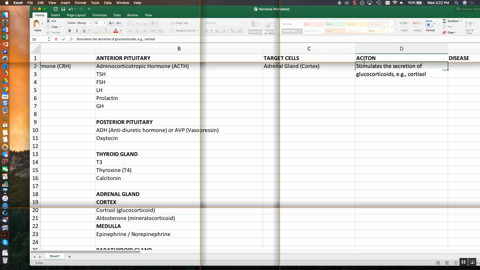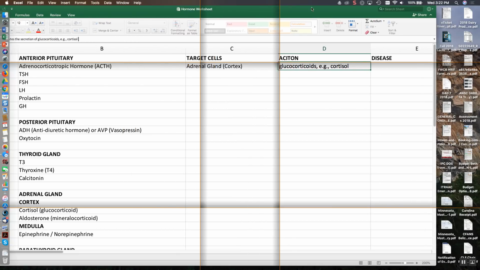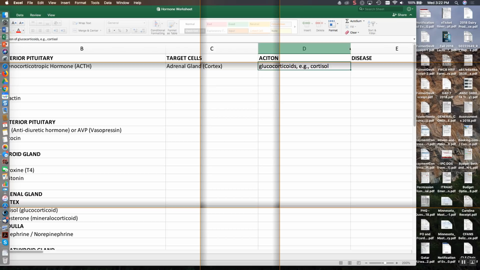What are some of the actions? Let's just increase this a little bit. What does it do? Do you guys remember when people get super stressed out? What does it do? Protein synthesis or catabolism? Catabolism. Fat catabolism. Remember, people get super thin because they start breaking down muscle and fat.